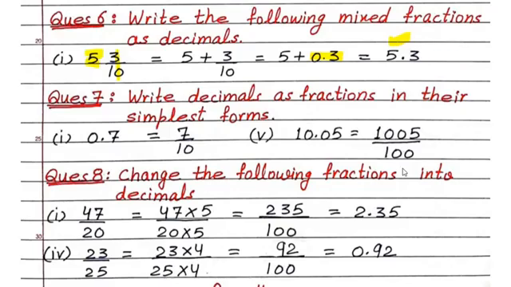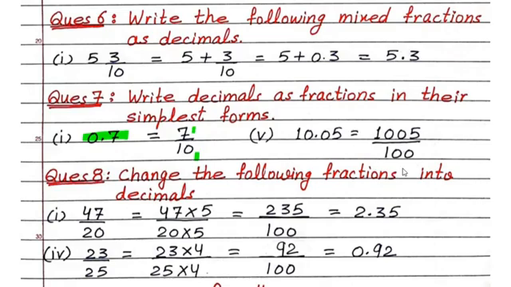In the next question, that is question number 7, we have to write decimals as fractions in their simplest form. The first one is 0.7. Now 0.7 is 7 upon 10, right?